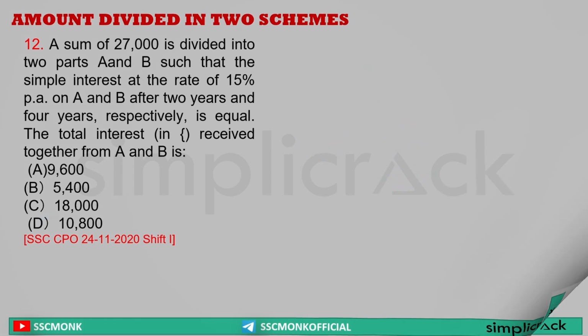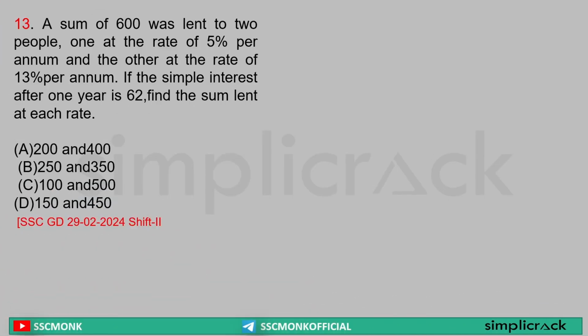Clear? Next. A sum of 600 was lent to two people, one at the rate of 5% per annum and the other at the rate of 13% per annum. If simple interest after 1 year is 62, find the sum lent at each rate. Now, total 600 was lent to two persons. Okay. Let's say A and B are two parts. What it is saying? 5% of A plus 13% of B is getting me how much? Sir, 62. Yes or no?